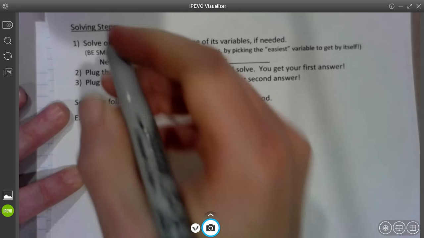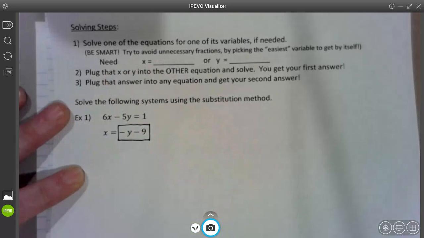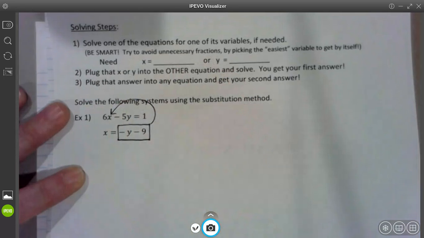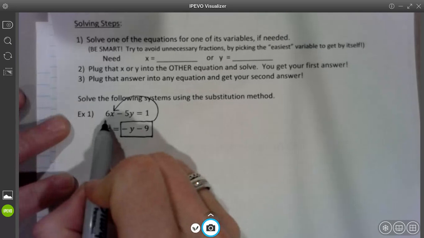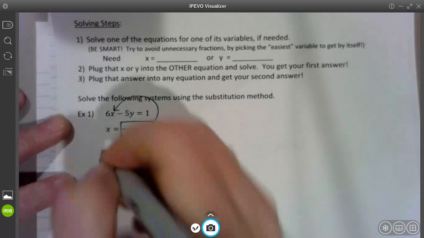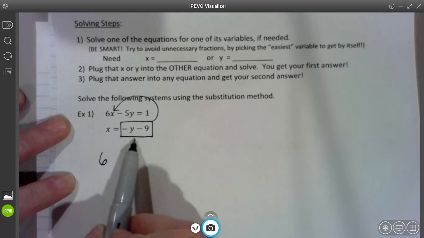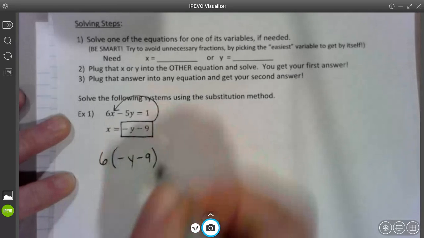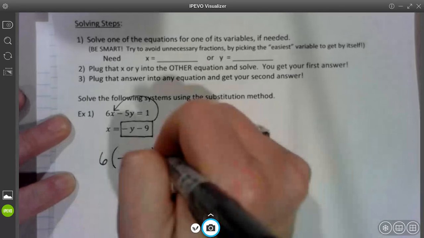So what we're going to do is we're going to take what that variable is equal to. I'm going to take what x is equal to, and I'm going to plug it in for x in the other equation. That was our substitution. We are substituting this expression in for x. All right, so guys, let's do it. Let's rewrite this equation. So it starts with a 6, and then it says times x. But we're taking x out, and we're putting this in for x. So times (-y - 9), right? We're plugging that in for x. And then finish off the rest of the equation. Minus 5y = 1.